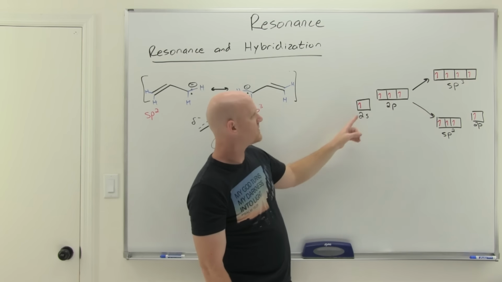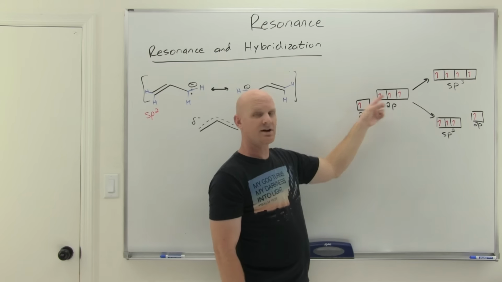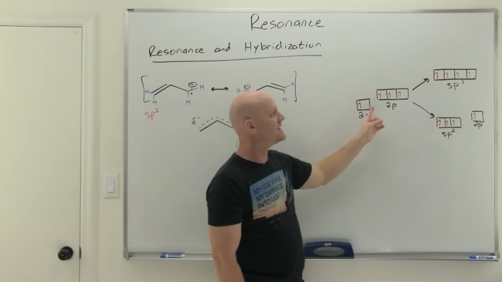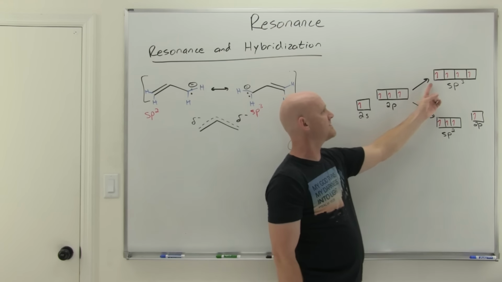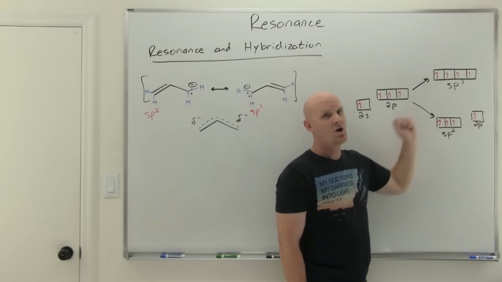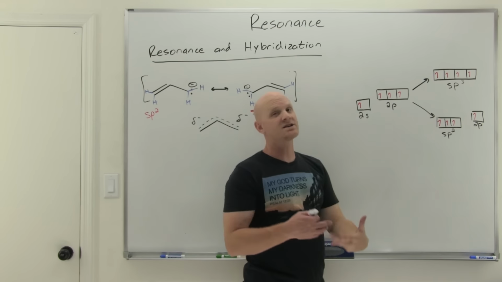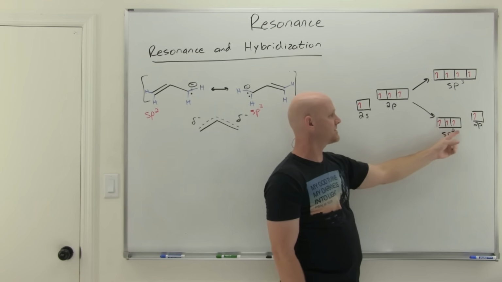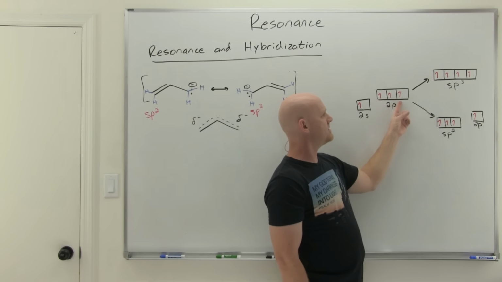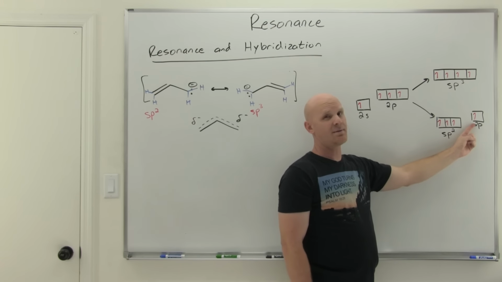So he promotes one from the s into the p, so he's got 4 unpaired electrons. And then we've got an option. If he's going to be sp3 hybridized, then he's going to mix the s's and p's, all 4 of them, to make 4 brand new sp3 hybrids. Or if he decides to be sp2 hybridized, he'll only mix one of the s with only 2 of the p's, making only 3 hybrid orbitals, and that third 2p orbital will just be left unhybridized.